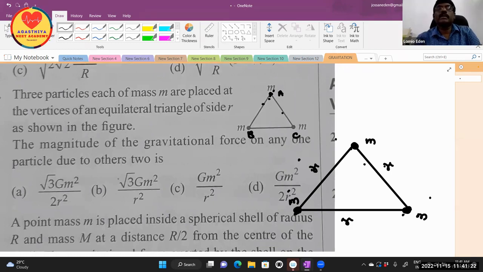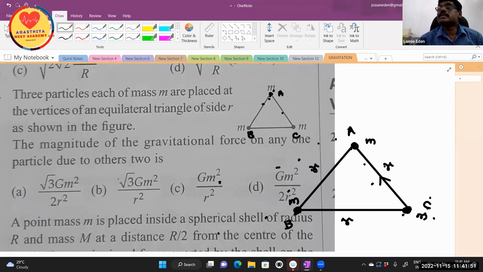Three particles of mass m are placed at the vertices of an equilateral triangle of side r, as shown in figure. The magnitude of the gravitational force on any one of the particles due to the other. Consider this mass, let it be A, this one B, this one C. Let us take the reference mass placed at C.